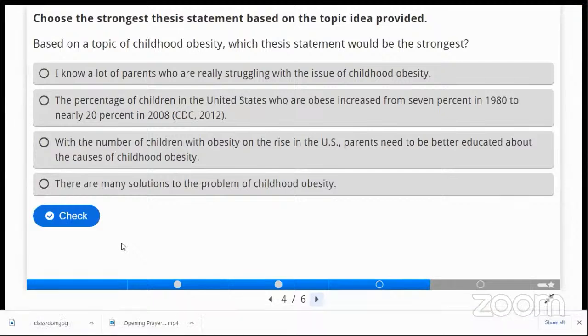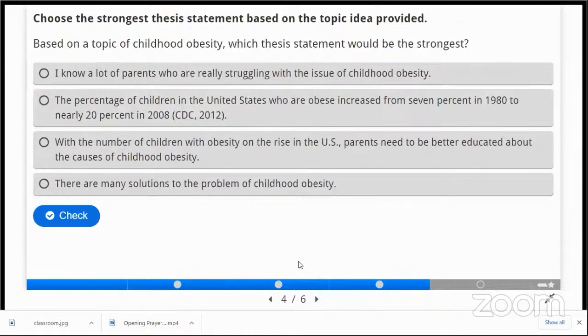Okay. Charles, a longer statement does not guarantee that it's the strongest one. You choose your answer now. The percentage of children in the United States. Are you sure? Are you sure? James? Yes, po. Okay, let's try. Oh, it's incorrect. Who would like to try it again?